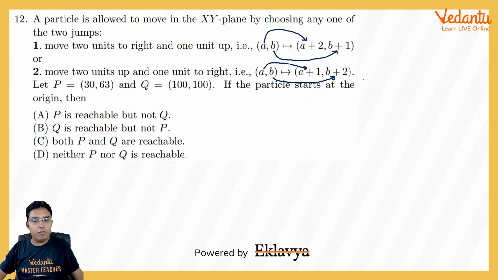So this way we have to move, either move 1 or move 2. Now we are given P point as (30, 63) and Q as (100, 100). If the particle starts at origin, then P is reachable but not Q, and so on.